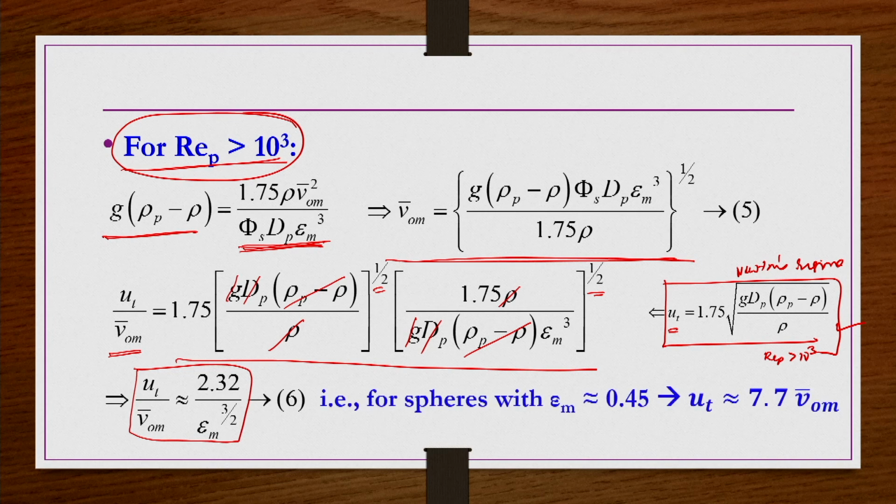Now, let us say spherical particles with epsilon_m equal to 0.45 as we have taken previously. If you substitute here, you can see this ratio ut by V0m bar is just 7.7, it is not 50 or 52 as we have seen previously. That is the reason I was mentioning: depending on the flow condition, whether you want laminar flow conditions or turbulent flow conditions, accordingly you have to find out the minimum fluidization velocity, and then accordingly multiply by that number of times so as to have proper fluidization.